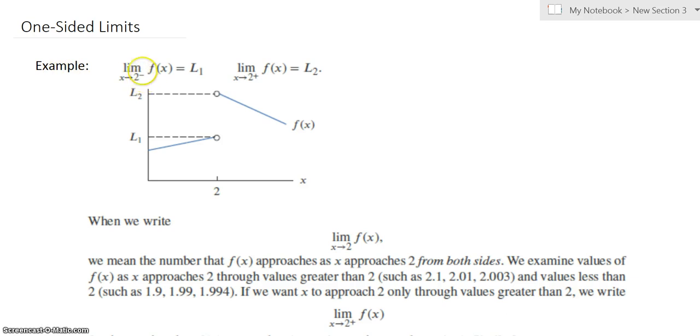Well, it's when you have a little minus or a plus in the exponent. The first one is called a left-hand limit. And when there's a plus here, it's called a right-hand limit.